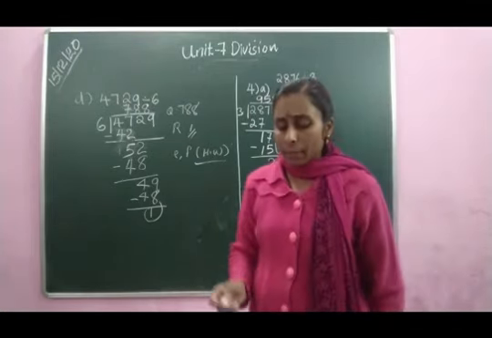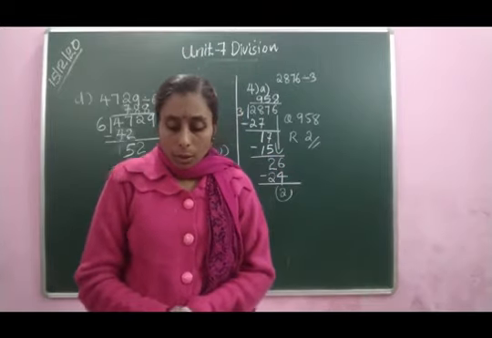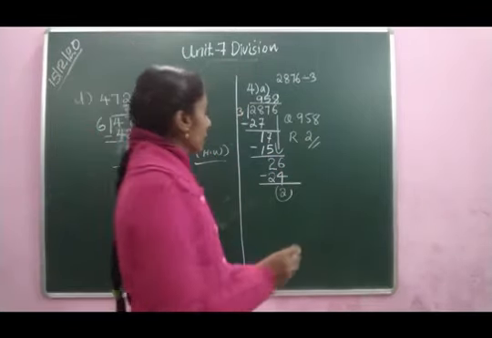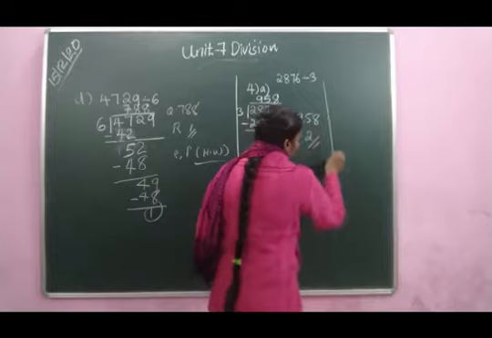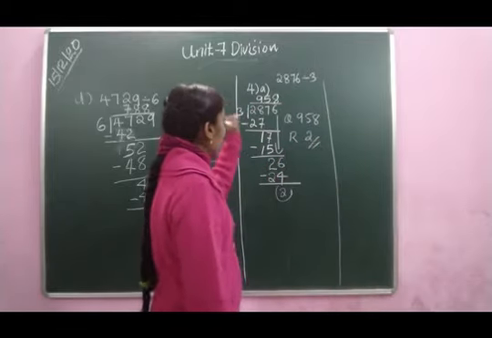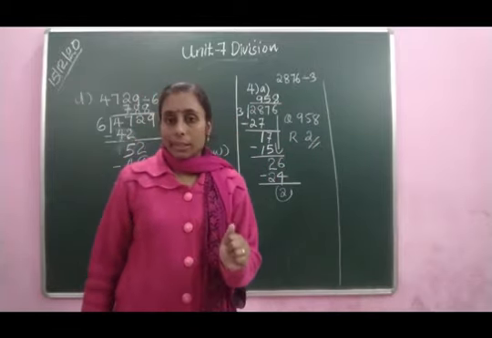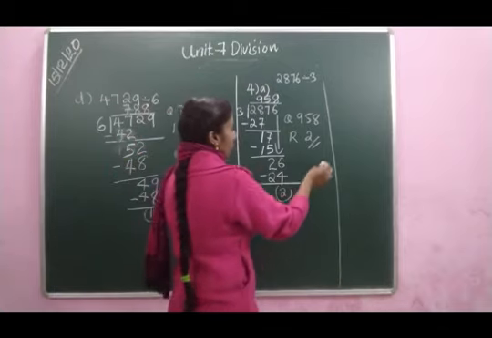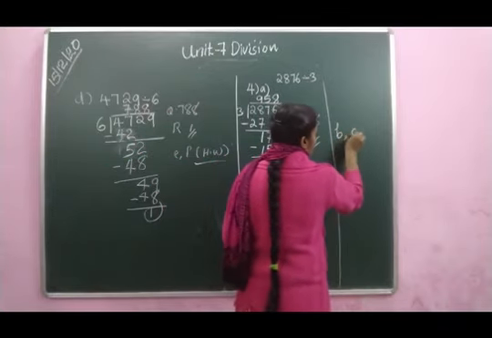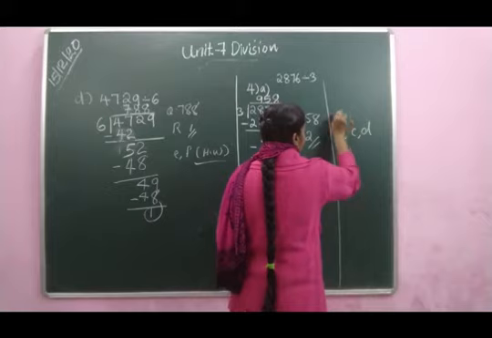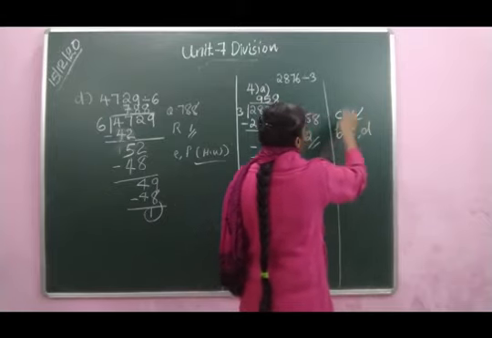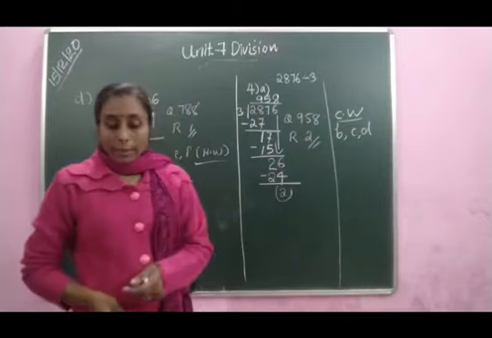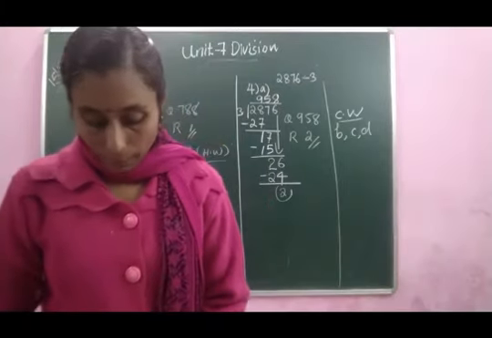Okay. The same method only we are doing in the problem. You can write B, C, D in your copy. Already we have learned how to divide a 3-digit number by a 1-digit number. The same method we have to follow here. B, C, D, you can write in your classwork copy. All these problems you can write in your classwork copy.